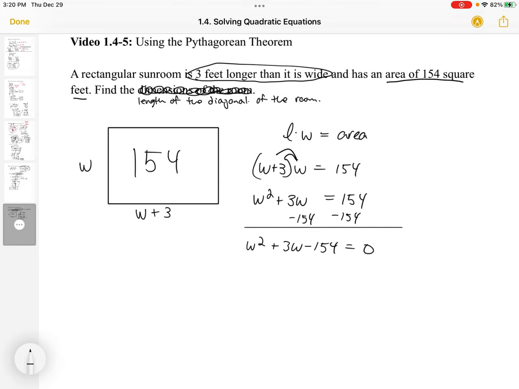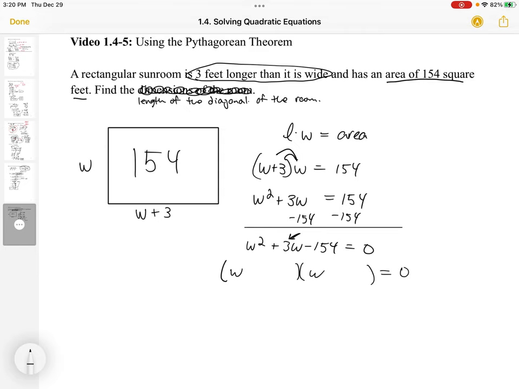Okay, now from here I can decide: do I want to factor this? Do I want to use the quadratic formula? Having a middle term that's odd doesn't really make me want to complete the square. But I think I can factor this relatively easily. Maybe not everybody can, but I'm a little bit more familiar with these factors.